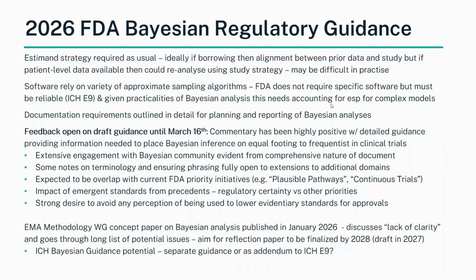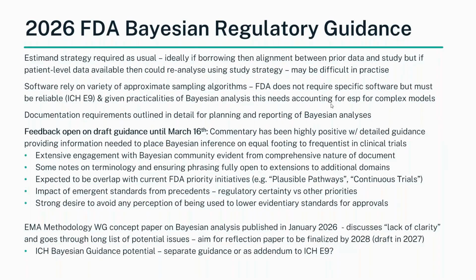And then they outline in detail the documentation requirements for the planning stage in your protocol, and also the reporting stage if you are including a Bayesian analysis. So obviously we're a little bit later here. It's a few weeks past when it was initially published, but the draft guidance feedback is open to March 16th. So there's still a couple of weeks there for you to get your comments in.